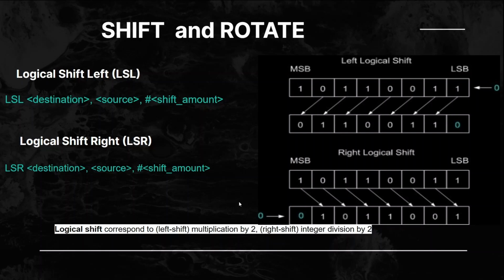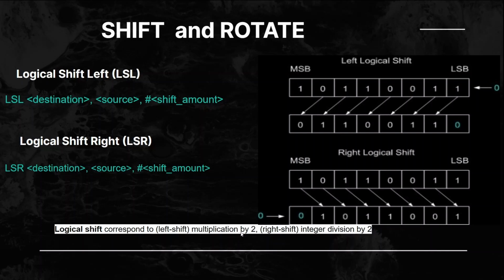The logical left shift, or logical shift left, is the multiplication of the source by 2, while the logical right shift is the division of the source by 2. If you are shifting a byte with a shift amount 1, you are simply multiplying it by 2. While if you are shifting it with the shift amount 2, you are multiplying it by 2 raised to the power 2, which is 4.